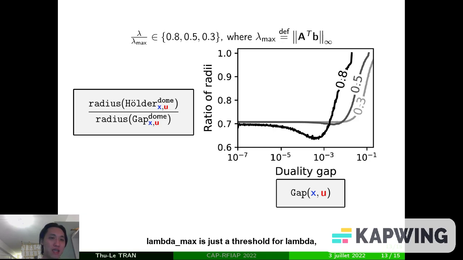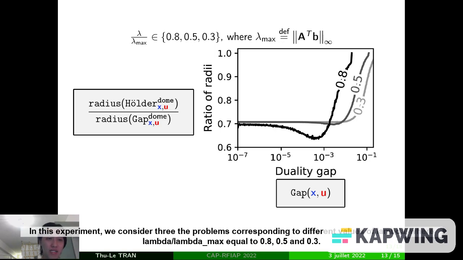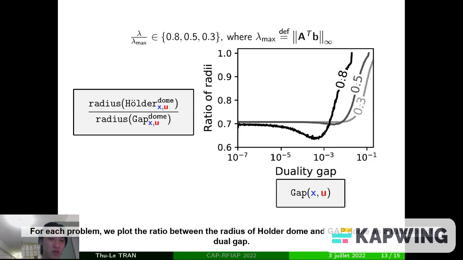Here, lambda max is just a threshold for lambda that is defined as the maximum of the absolute value of A transpose B. In this experiment, we consider three problems corresponding to different values of lambda, where lambda over lambda max equals 0.8, 0.5, and 0.3. For each problem, we plot the ratio between the radius of the Holder dome and the radius of the gap dome as a function of the dual gap. As you can see, when the dual gap gets smaller and smaller, the radius of the Holder dome is just around 0.7 of the gap dome.